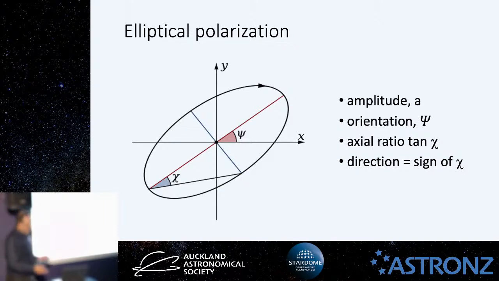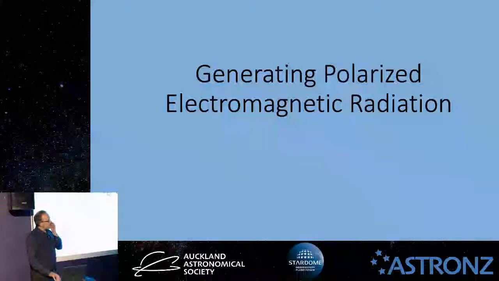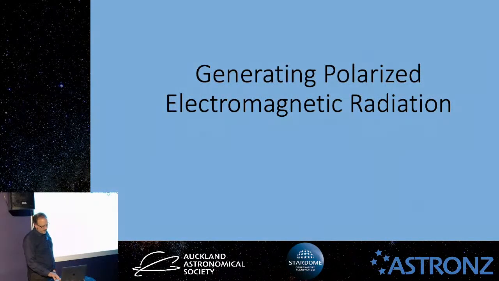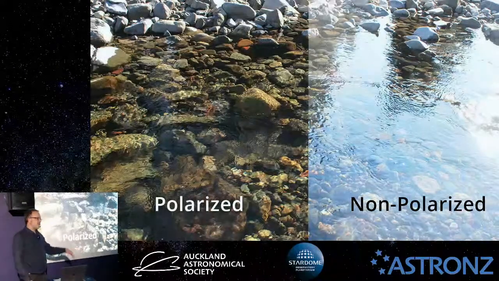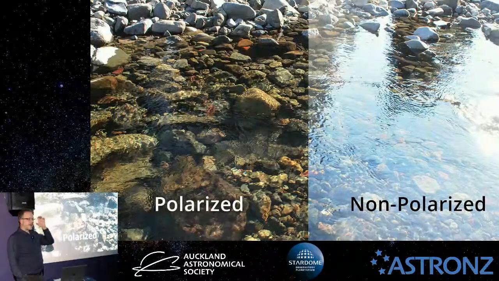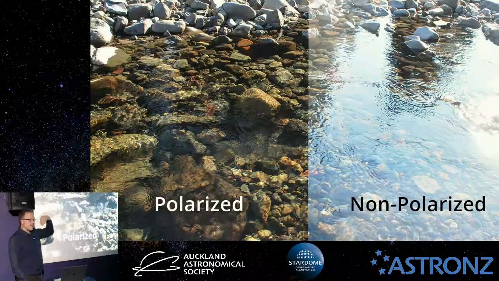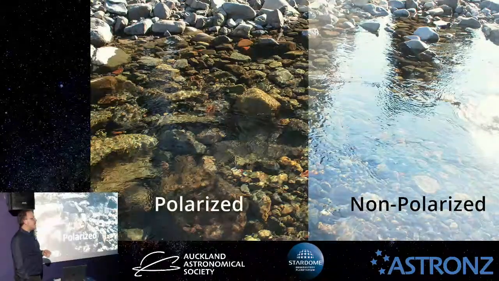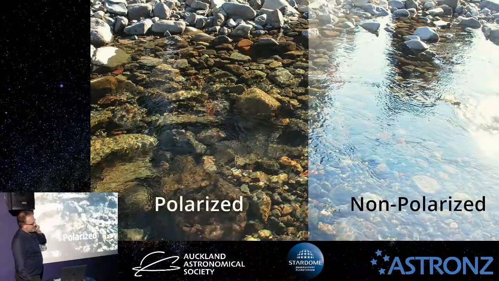So in general, how do we generate this polarized electromagnetic radiation in the first place? I think most of us are familiar with polarized sunglasses, for example. After light reflects off of a surface like water, it becomes horizontally polarized. So if you wear glasses that preferentially allow vertically polarized light through, they'll strongly dampen the horizontally polarized light and cut down on the glare. So this is just from an ad for polarized sunglasses.